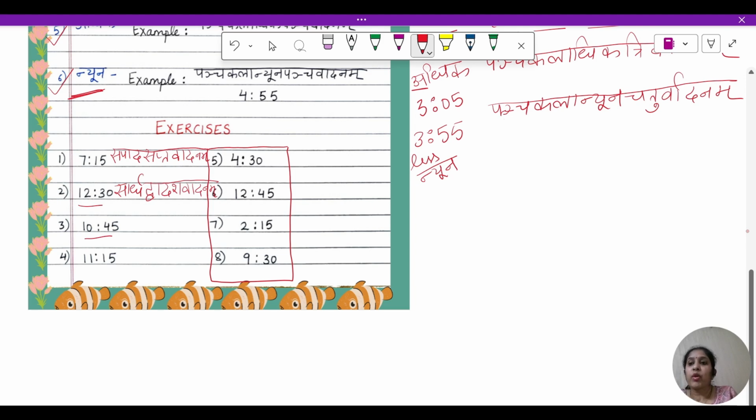Now, if you have to say 10:45, how to say 10:45? So 45 means quarter to the next time. So after 10, what comes? Next hour basically. 11. For quarter to, we use the word Padon and then Ekadash. Correct? Padon Ekadash Vadanam. And for 11:15, 11 is called Ekadash, but for 15 we use the word Sapad. So it will become Sapad Ekadash Vadanam.